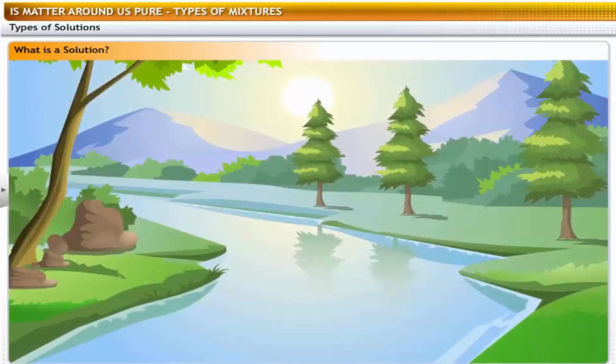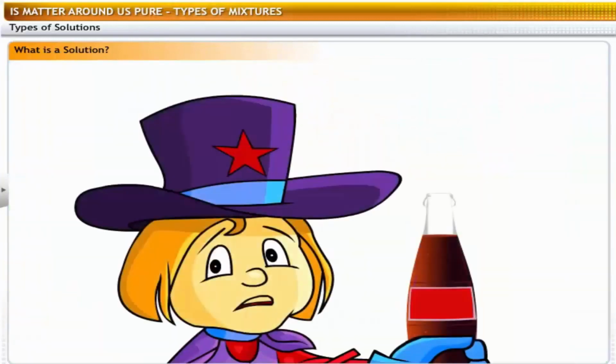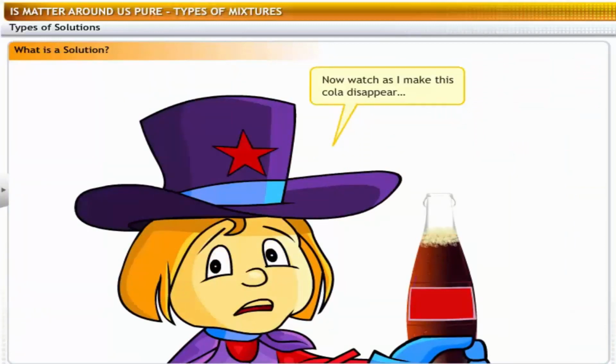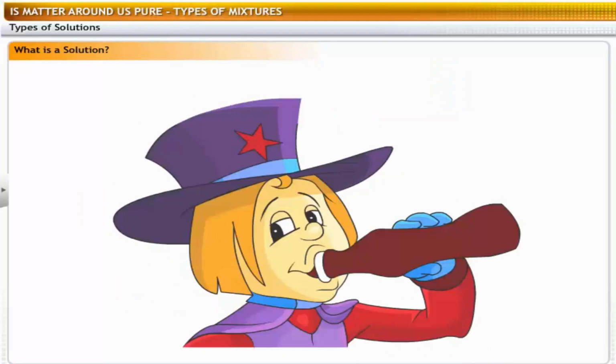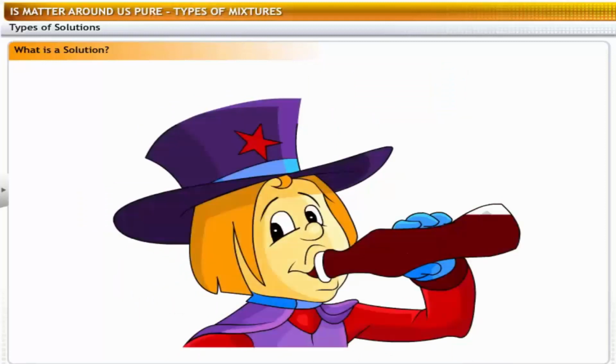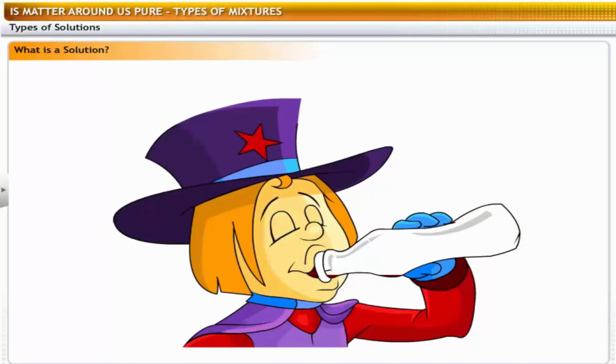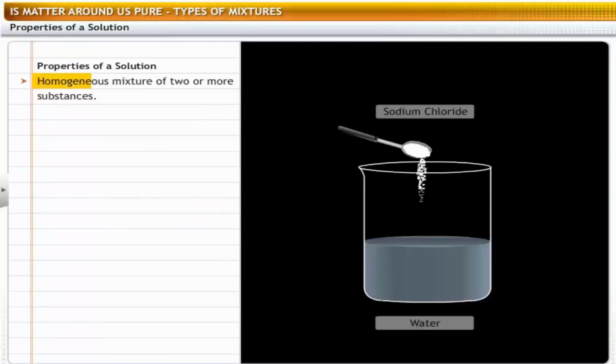Air is a homogeneous mixture of a number of gases. It is an example of a gas in gas mixture. Now watch as I make this cola disappear. A solution is a homogeneous mixture of 2 or more substances.